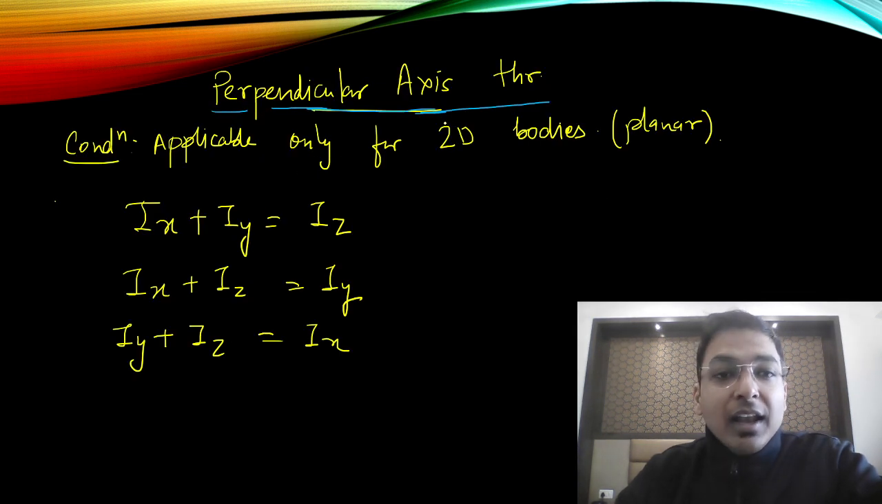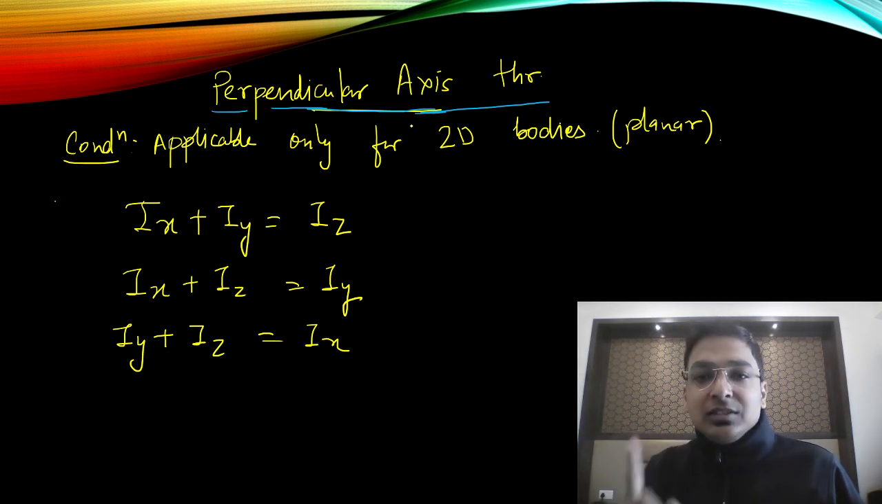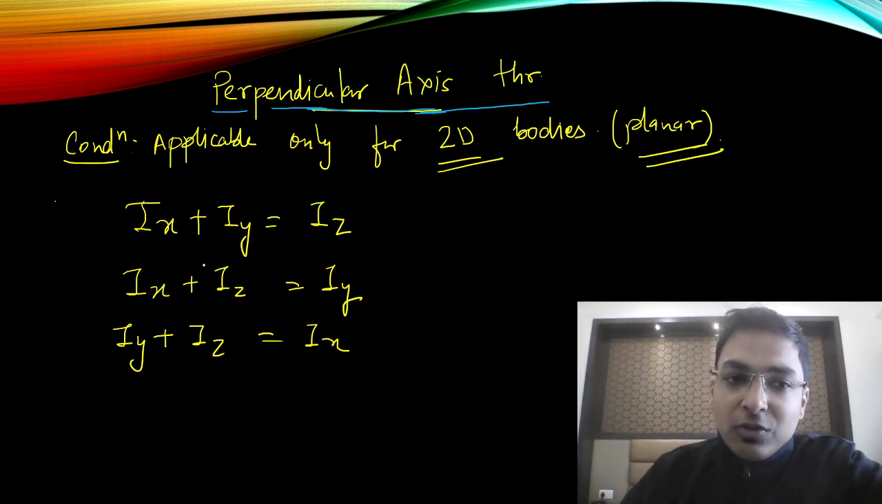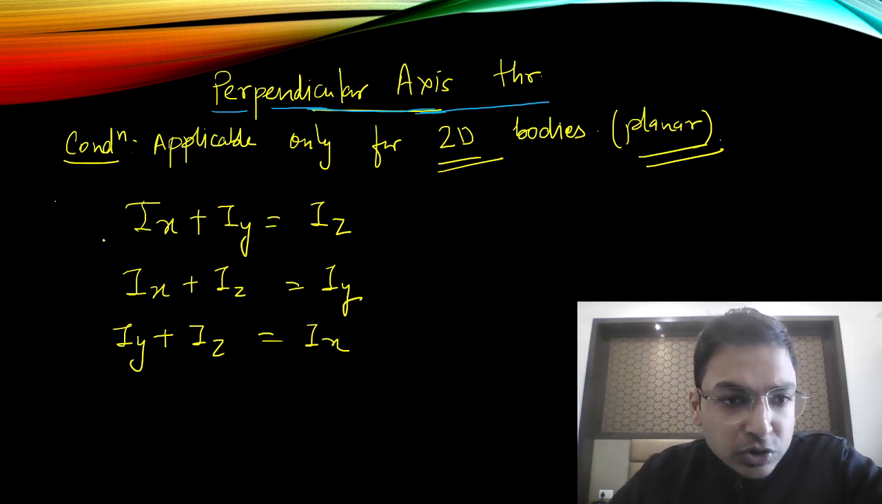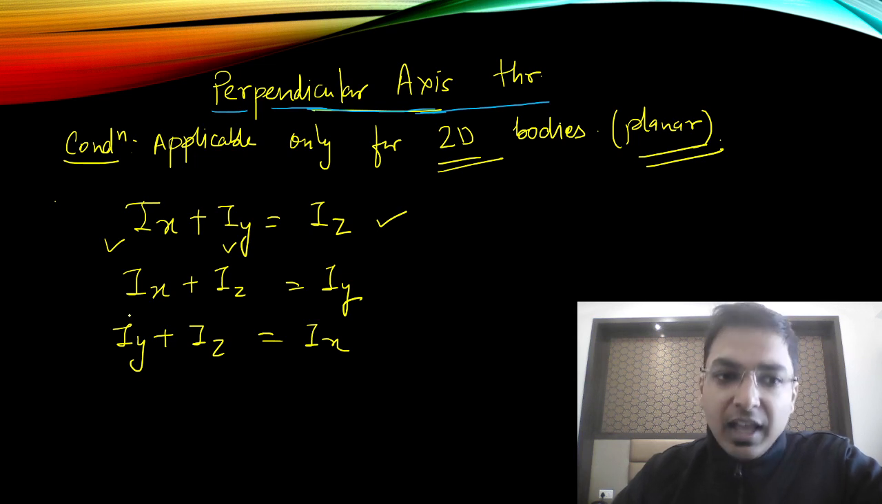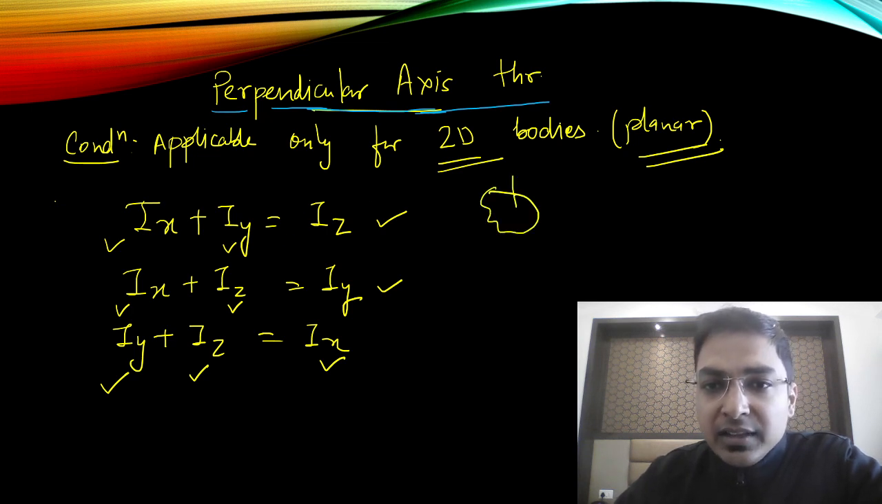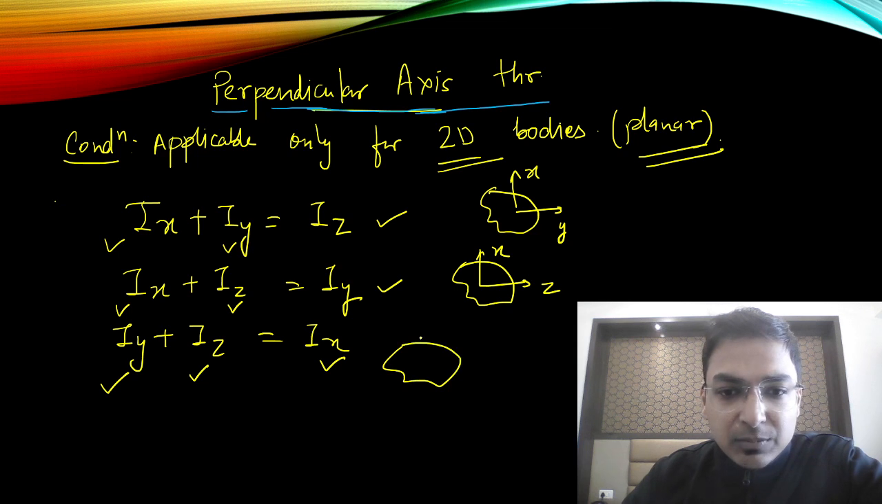All right, great. Now we are going to the perpendicular axis theorem. So guys, remember this: the perpendicular axis theorem is only applicable for 2D bodies, planar bodies, and not for 3D objects. And what is the formula? You can apply it along any three axes. So Ix plus Iy is equal to Iz, Ix plus Iz is equal to Iy, Iy plus Iz is equal to Ix. What does this mean? This body is lying in which plane? In the xy plane. In this case the body is lying in which plane? It is lying in the xz plane. And in this case the body is lying in which plane?